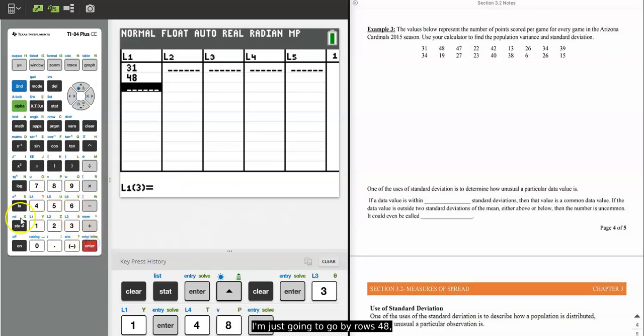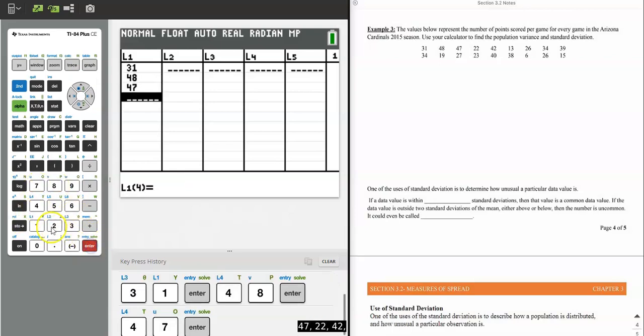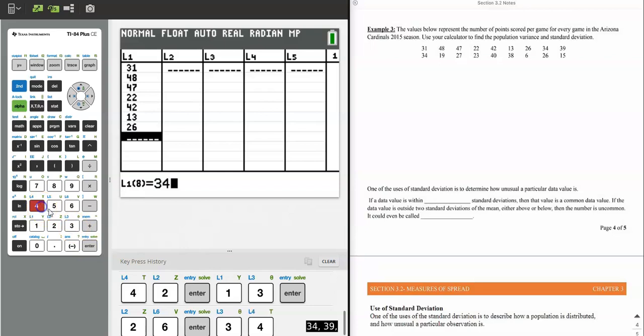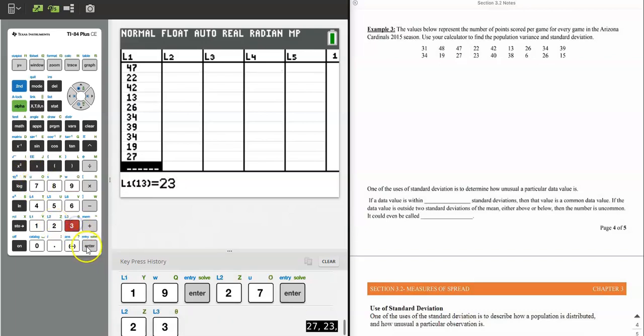So 48, 47, 22, 42, 13, 26, 34, 39, 34, 19, 27, 23, 40, 38, 6, 26, and 15. Okay.